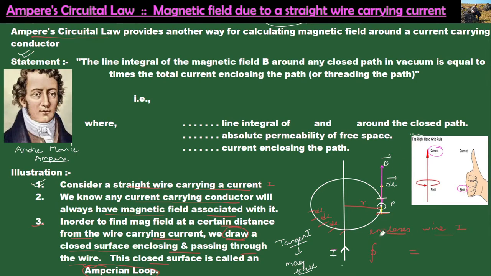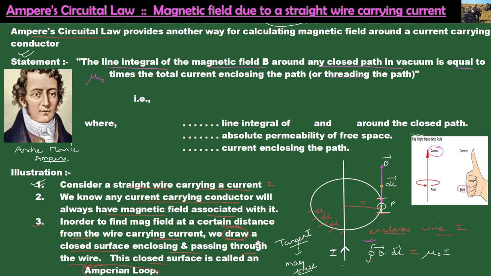It is obvious from here that if I take the line integral of the magnetic field due to this element, it will be the line integral of B dot dl. It is the dot product, B dot dl, which is equal to mu naught times the current threading the surface. According to the statement, the line integral of the magnetic field B around any closed path in vacuum is equal to mu naught times the current enclosing the path or threading the path.